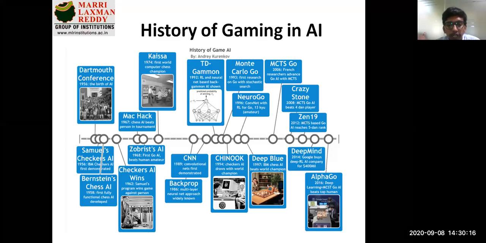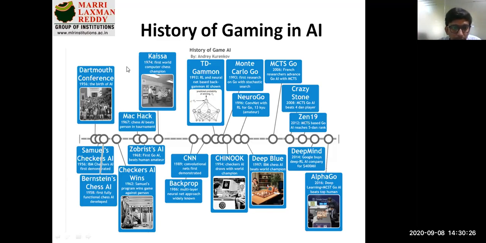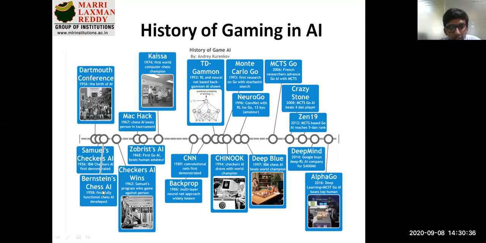All these need to be understood and evaluated. Only then does it make you think about the next stages. That's how we need to think. Here you can see from 1956, Samuel's Checkers AI. This is one important game, developed by IBM in 1956. Next, Bernstein's chess. Chess was the initial game which everybody focused on in 1956.